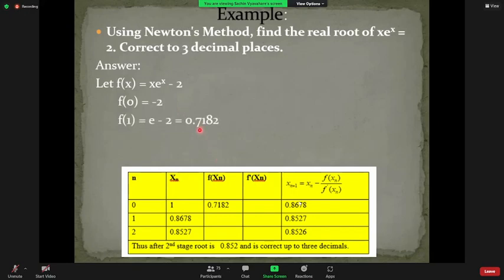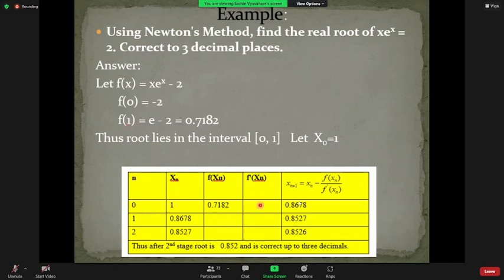Can you check? 0.7182, is it? Yes, sir. So we got a nearest integer now. They are in 0 and 1 only. So we can say the root exists in the interval 0, 1. So let x0 be equal to b as usual. We'll take x0 equal to 1. We'll take a and continue.